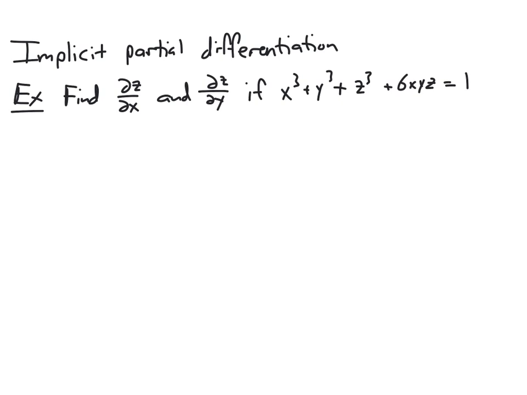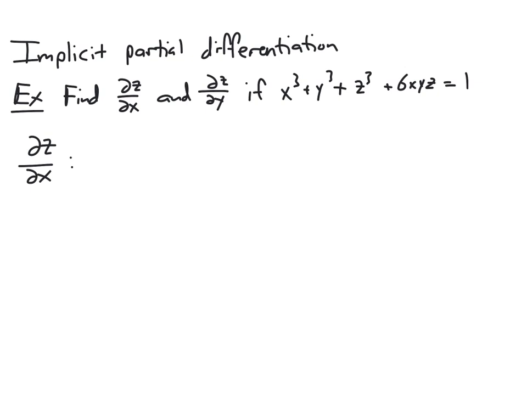Right, so this is an implicit function of z. Because we have a z cubed and the 6xyz term, we cannot write this function as z equals some function of just x and y. And so if we want to find the derivative here, we really don't have a choice but to use implicit differentiation. We're first going to look at del z del x, so we'll focus on that one first.